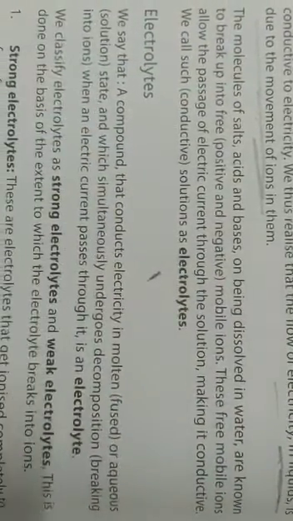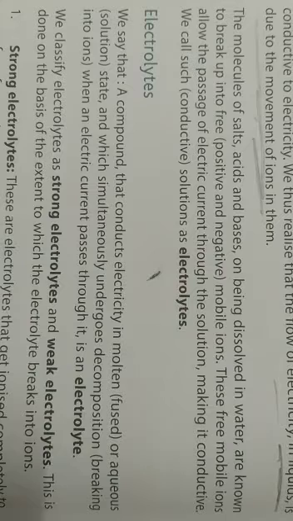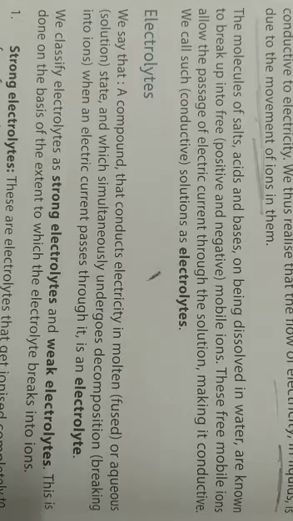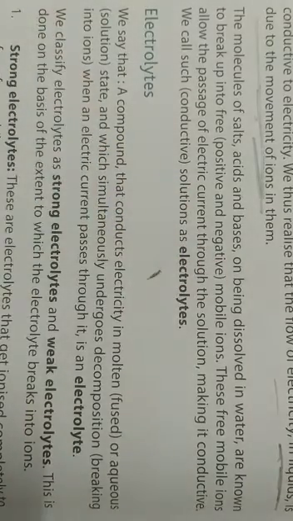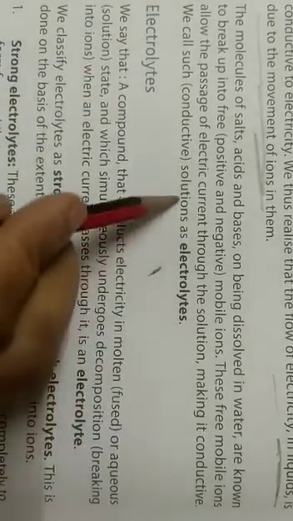The molecules of salt, acids and bases on being dissolved in water are known to break up into free ions. Free ions means positive and negative ions. These free mobile ions allow the passage of electric current through the solution, making it conductive. We call such a solution an electrolyte.